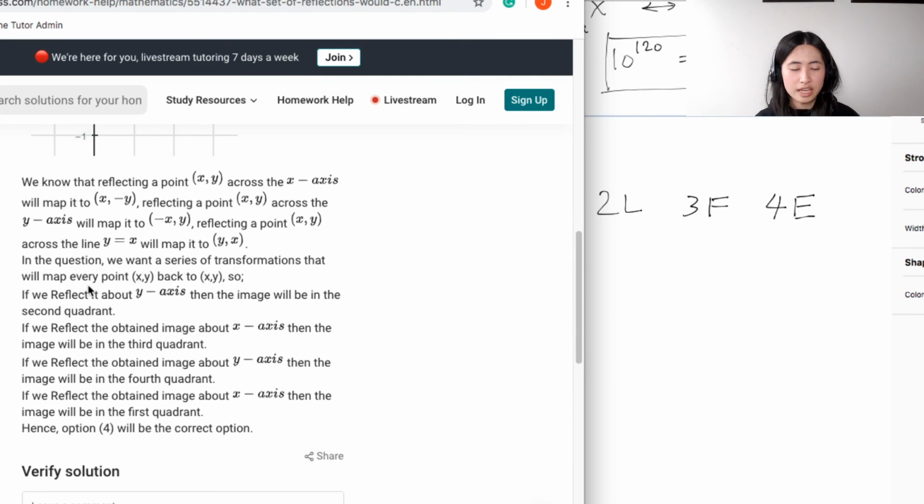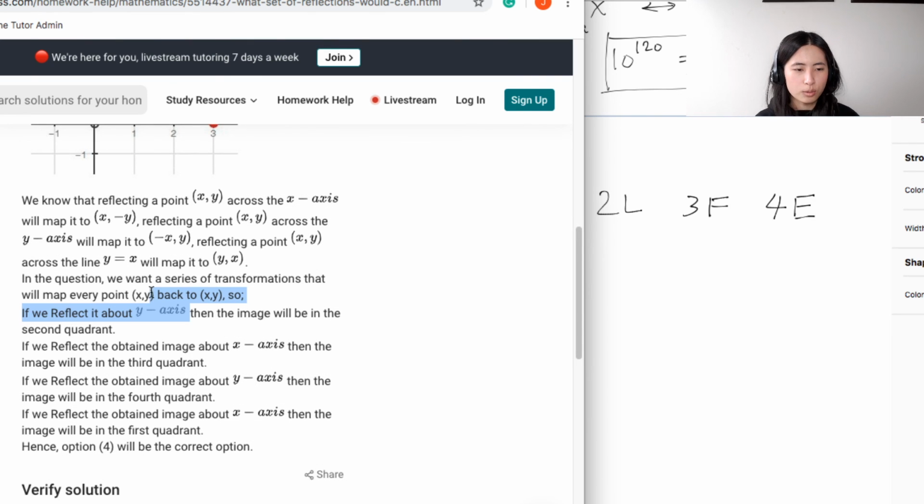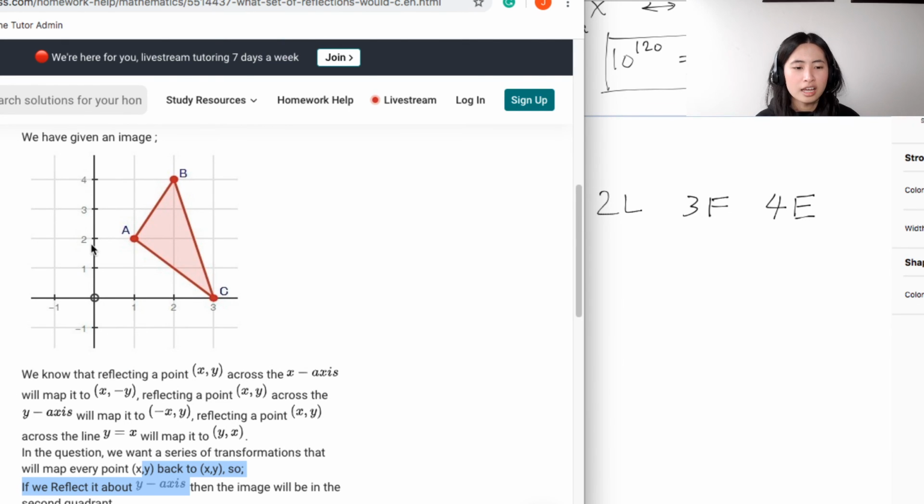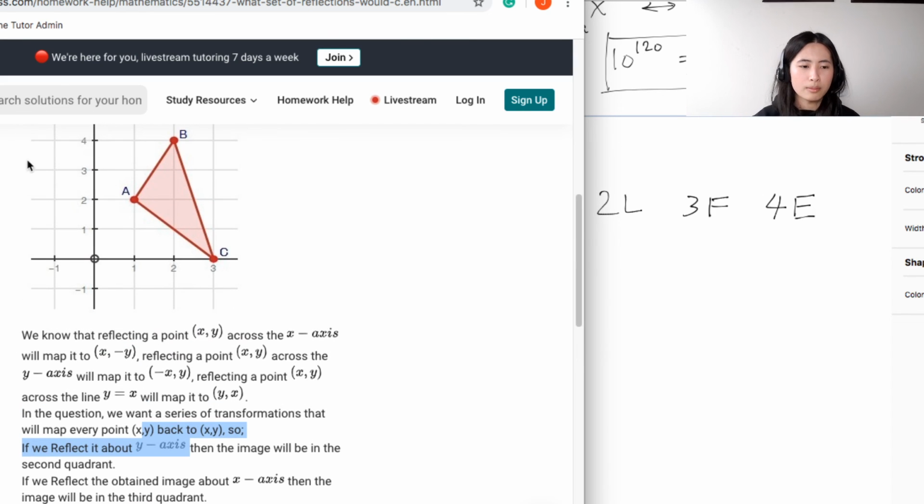And that's what they have here. If we reflect it about the y-axis, so where's your y-axis? It would be here. Therefore, you're going to see that your image, triangle ABC, is now in quadrant 2. And then subsequently, coming from quadrant 2, you reflect that about your x-axis.